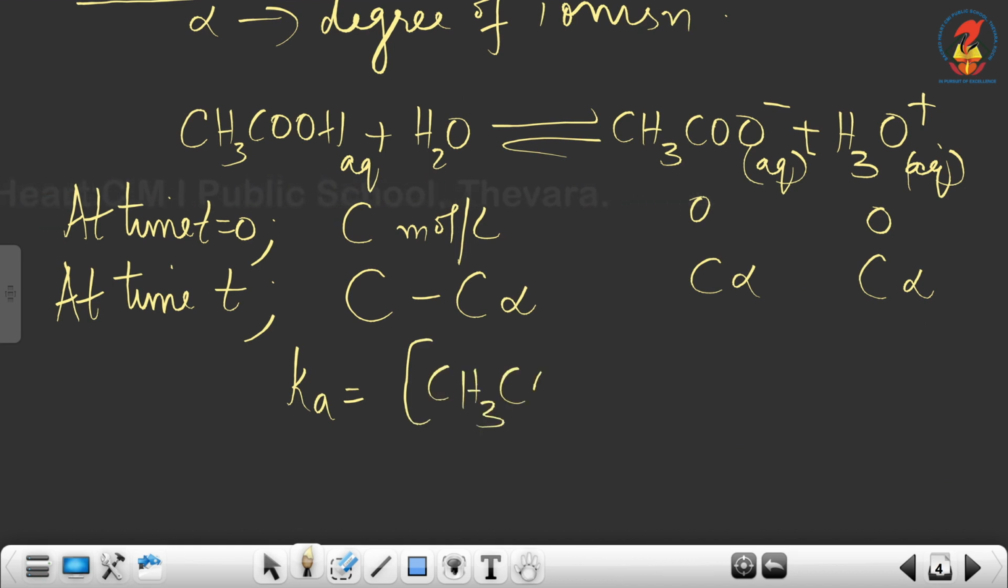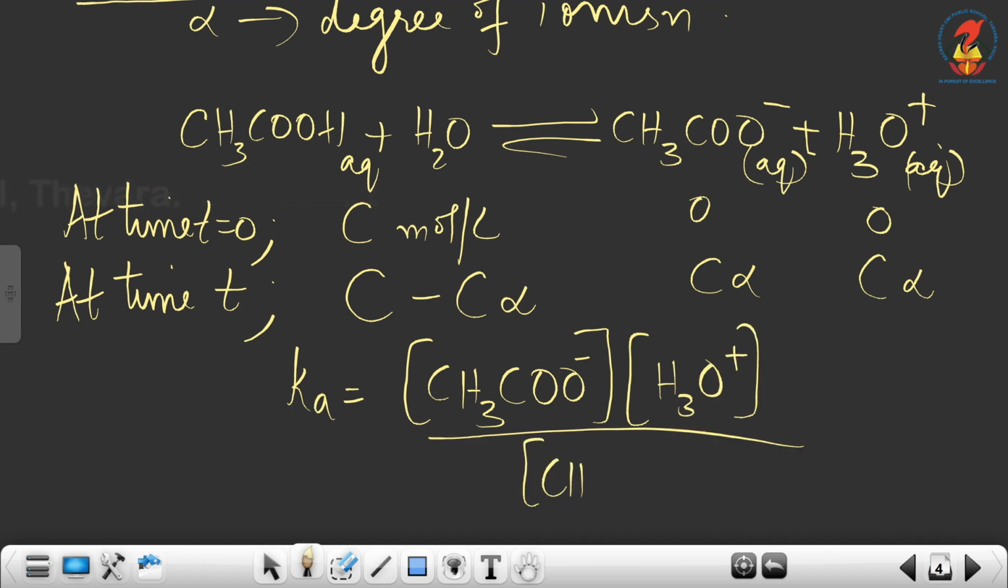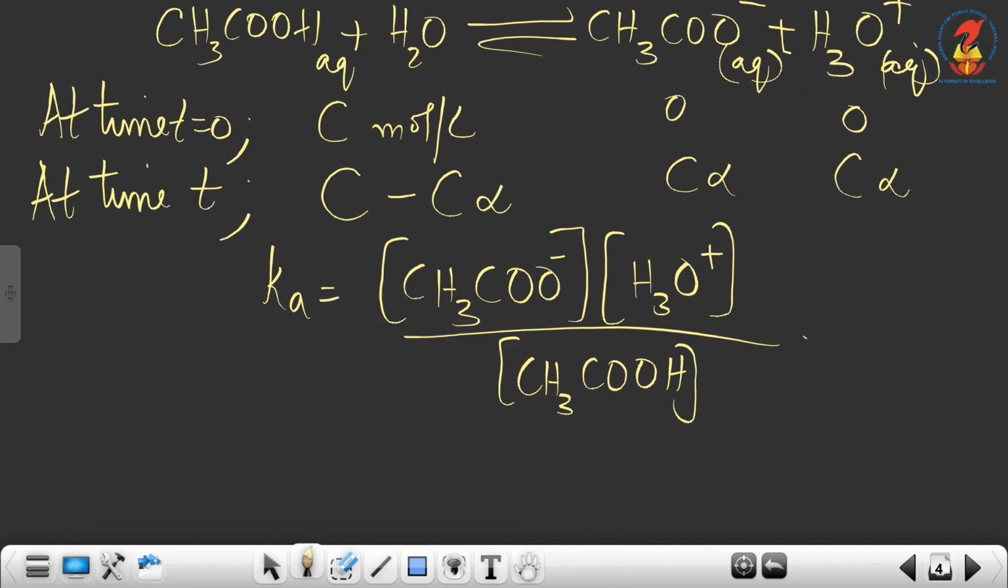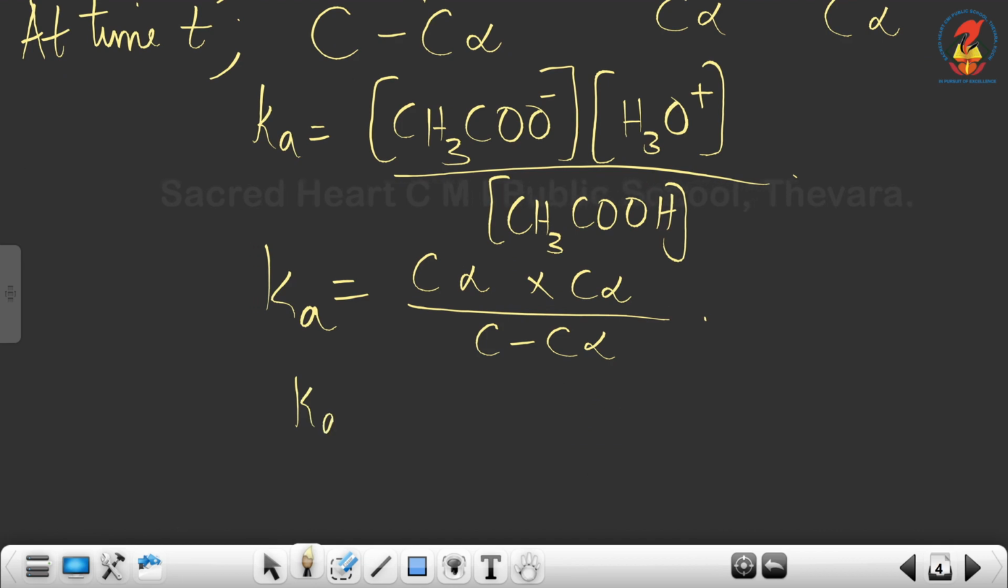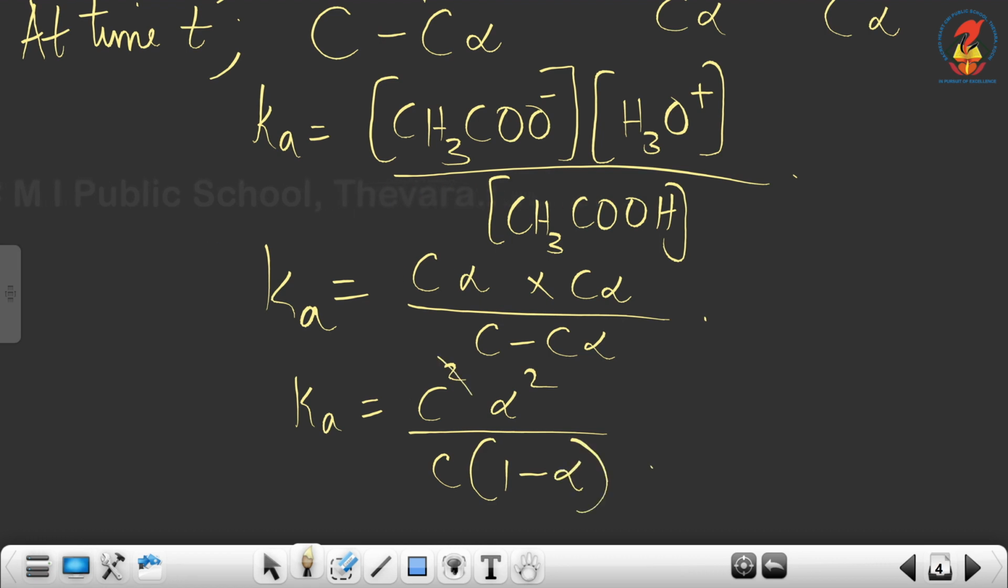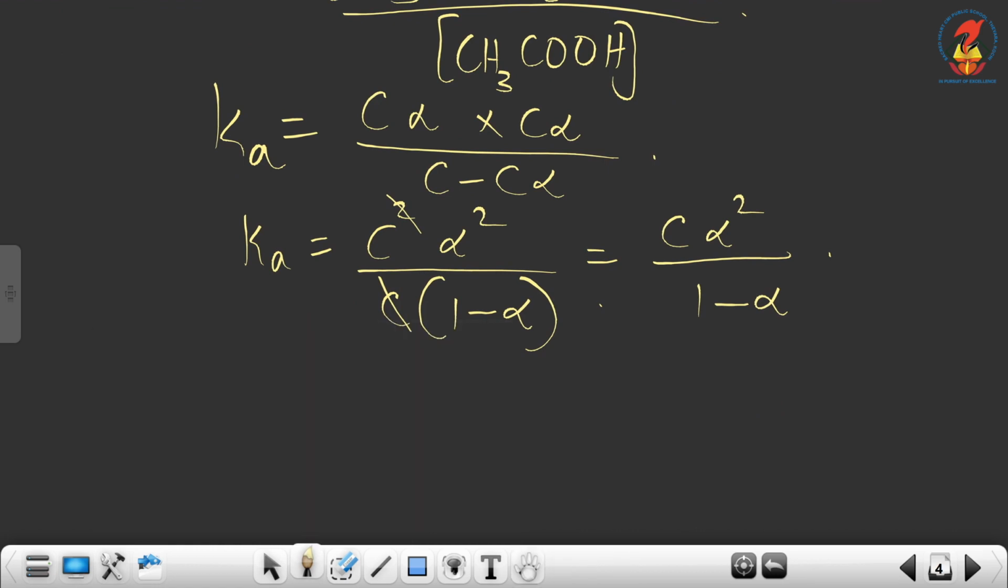Ka, we already wrote it. What is the expression? Concentration of CH3COO minus into concentration of H3O plus divided by concentration of CH3COOH. Now substituting the equilibrium concentration at time t, we have Ka is equal to C alpha into C alpha divided by C minus C alpha, or you can write Ka is equal to C square alpha square divided by C into 1 minus alpha, or we get the expression as C alpha square divided by 1 minus alpha.